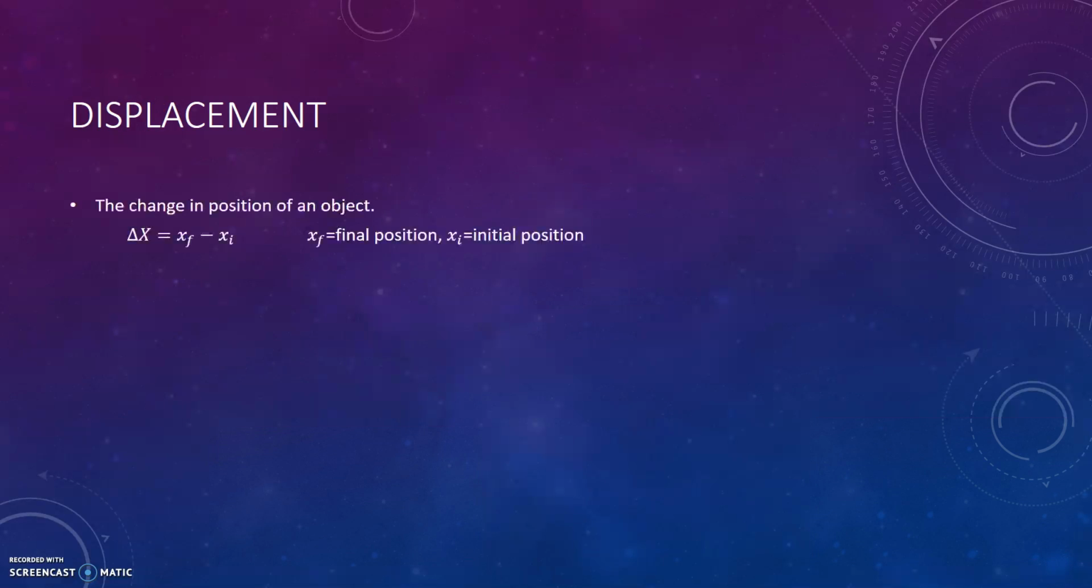Displacement. Displacement is the change of position of an object. And as on the screen you can see, our equation is the total displacement, delta x, is equal to the final position minus the initial position of the object. Our units for displacement will be meters.